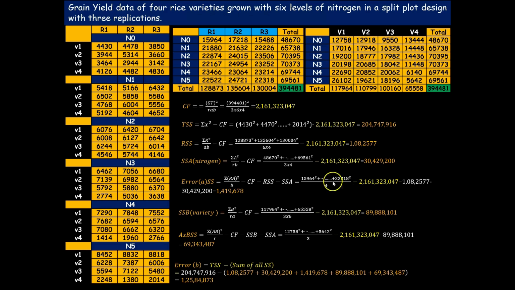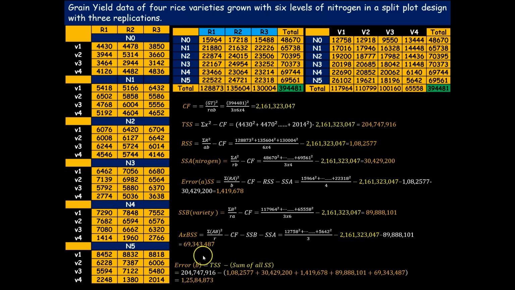Then the interaction is very simple, so we have an interaction here also, but we need to deduct the correction factor, the sum of squares due to the variety, that is the subplot, and the sum of squares due to the main plot. So again we will use this, then we will get this interaction sum of squares.